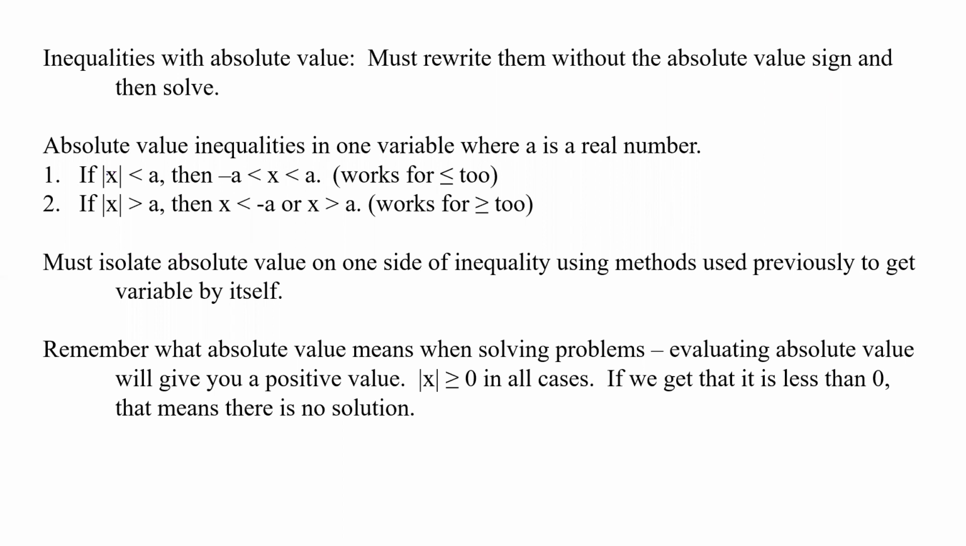So we have two possible cases. We have the case where the absolute value of x is less than a, or the absolute value of x is greater than a. That's after we've already simplified it down as far as possible, until we have the absolute value on one side and everything else on the other side.